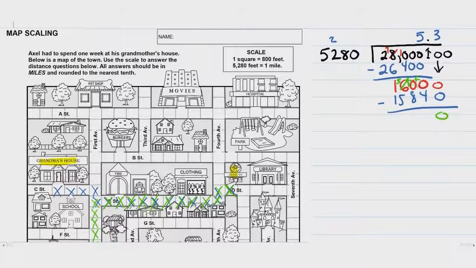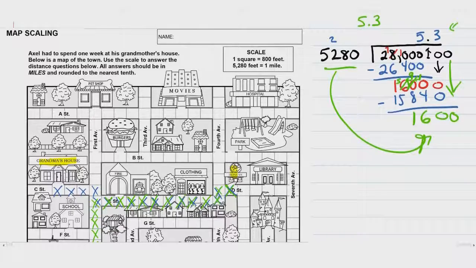So the 6 turns into a 5. This 0 right here turns into a 10. But he needs to let the other 0 borrow. So he turns into a 9. And then this other 0 turns into a 10. 10 minus 4 is 6. 9 minus 8 is 1. 5 minus 5 is 0. And 1 minus 1 is 0. I bring down the other 0 and I get 1,600, which, if we look at this and this, we already know it's too small. So there's no way this number right here is going to be bigger than 5. So we do not have to round up. So the answer is going to be 5.3 miles.